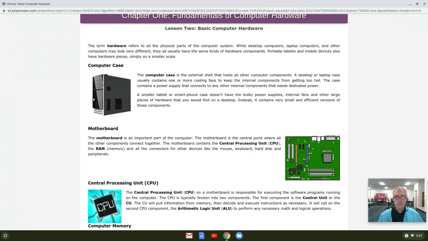RAM, however, is memory. Now, this is where it's easy to get confused. RAM is the memory that's running, or short-term memory. So if I'm sitting here trying to do a math problem, I'm using the RAM in my head. And the same with the computer. If I'm playing a game, it's using the RAM there on the motherboard to play that game.